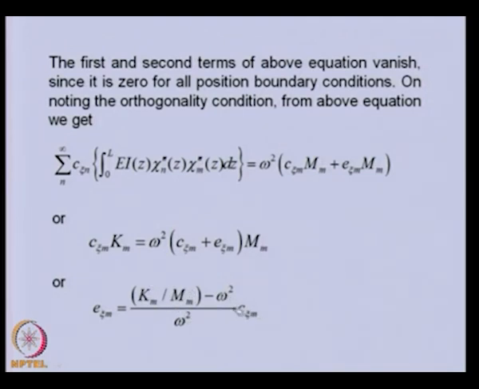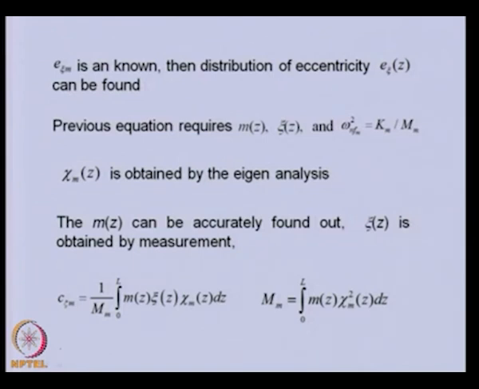This is the constant from the response. We have already seen how we can get this if we know the response of the system, because the response can be measured, and from there we can get this constant. So once we know this, we can get how the eccentricity varies along the length of the shaft. This distribution will be known because we expressed this eccentricity variation earlier in terms of the eigenfunction and these constants.